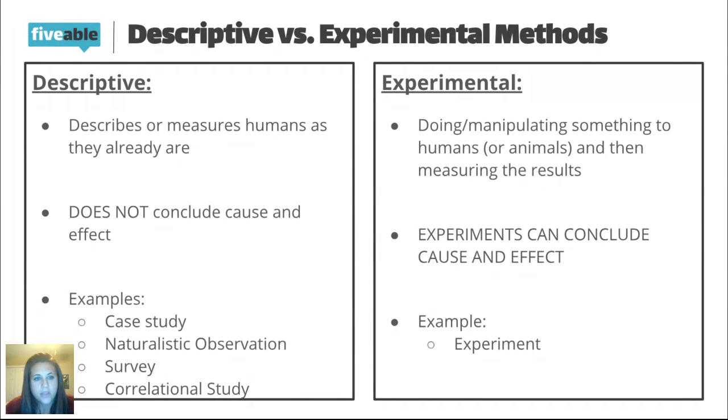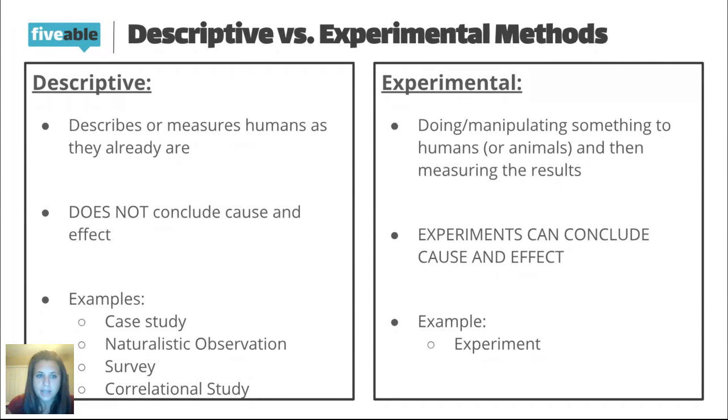And then there's four main ways that we look at descriptive methods. There's a case study, naturalistic observation, survey, and correlational study. And we're going to look at all of those a little more in depth as we go, so I'm going to jump over those for now.